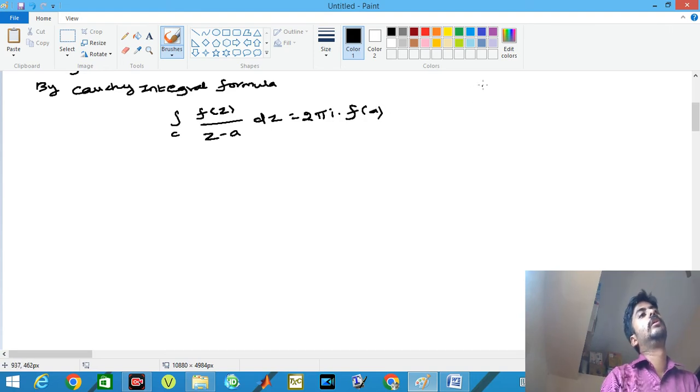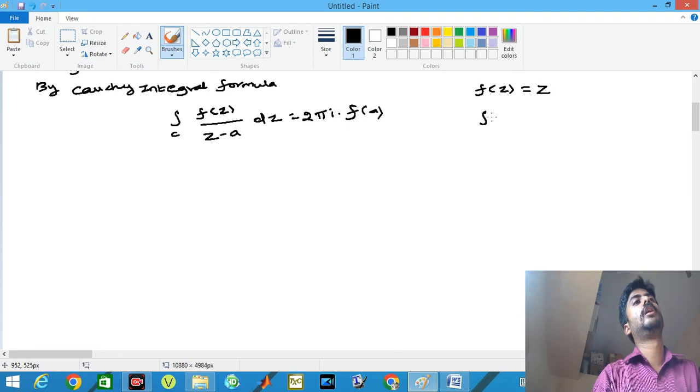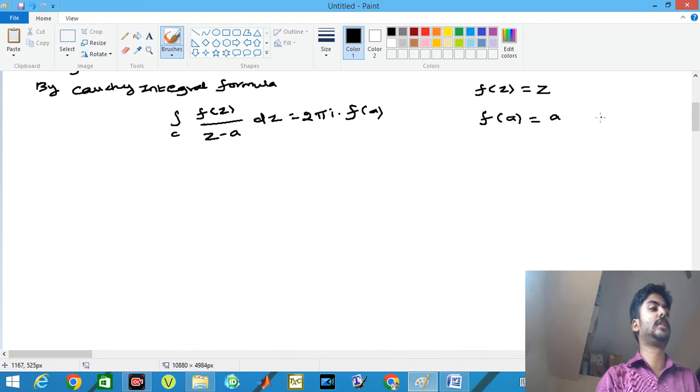integral over C f of z by z minus a dz equal to 2 pi i into f of a. Our f of z is z, so our f of a will be a. I have to replace this z by a. So what is a for us?